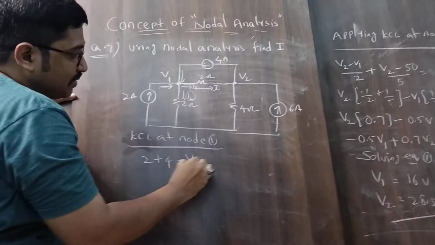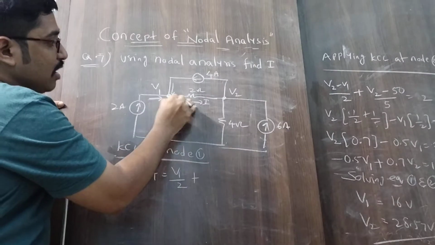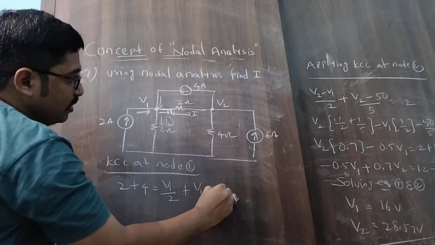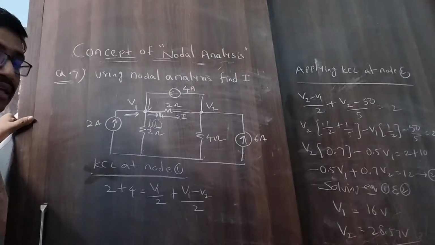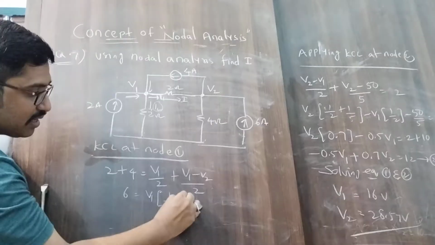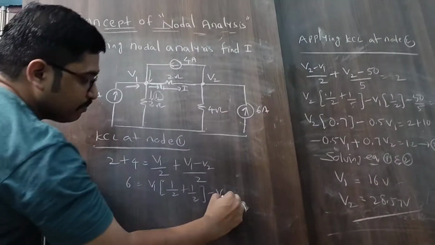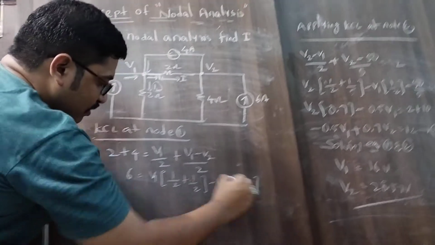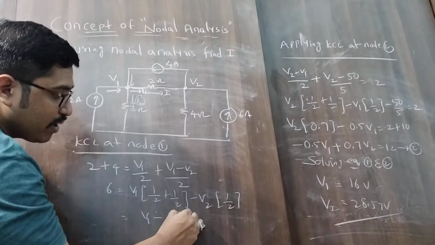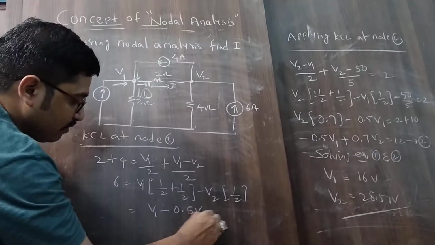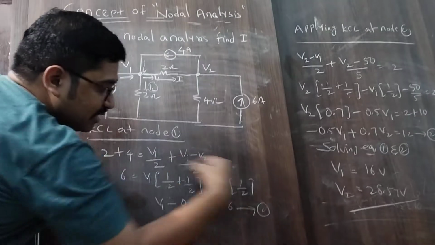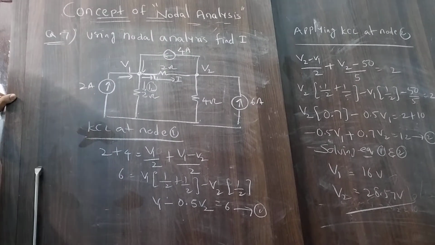This is how we write the equation. For this current, V1 divided by 2, plus for this branch, V1 minus V2 divided by 2. Then 2 plus 4 will be 6. Taking V1 common, 1 by 2 plus 1 by 2, minus V2 into 1 by 2. So half plus half will be 1, minus 0.5 V2 is equal to 6. Writing the equation like this makes it easy while entering it in the calculator.